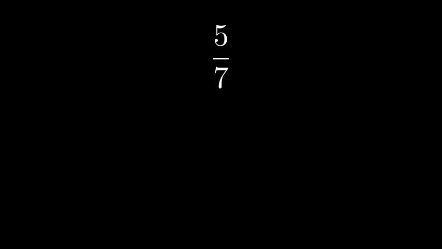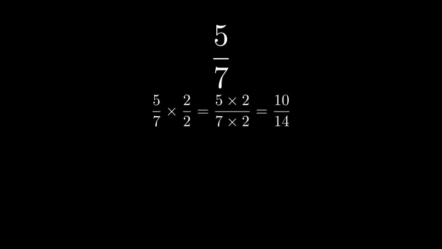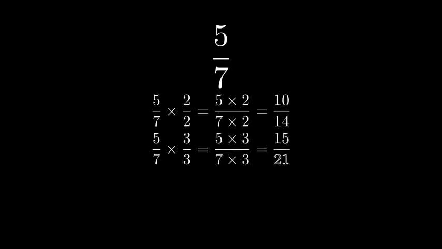Let's illustrate this concept visually. We'll choose different values to multiply both the numerator 5 and the 7 by the same number and see what we get. Let's start by multiplying by 2. We multiply the numerator 5 by 2 to get 10, and the denominator 7 by 2 to get 14. The equivalent fraction is 10/14.